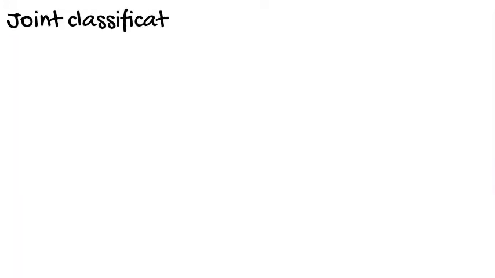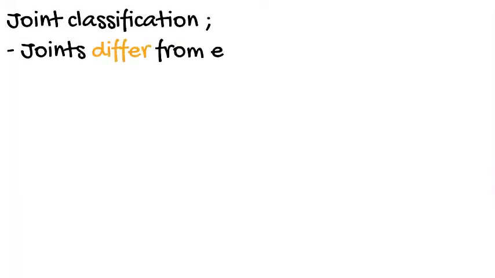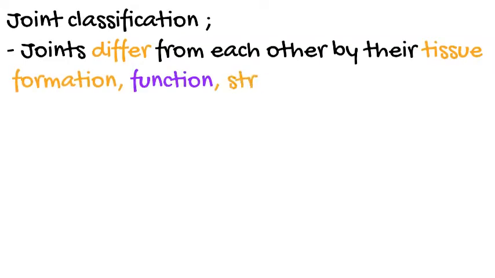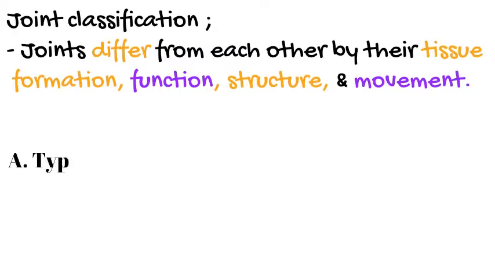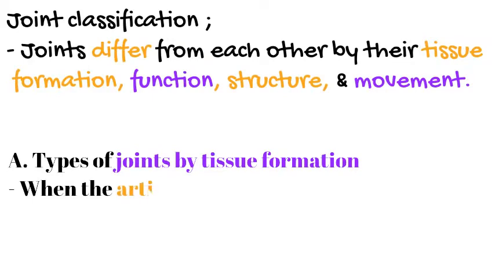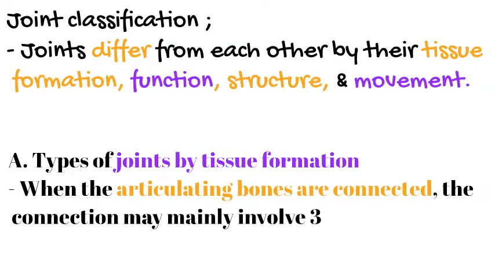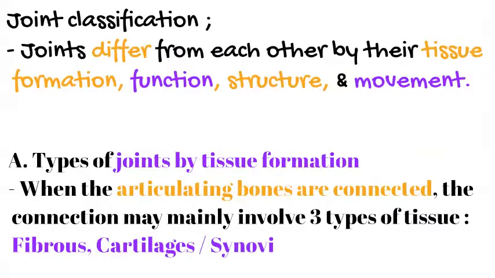For joint classification, joints differ from each other by their tissue formation, function, structure, and movement. A, types of joint by tissue formation: when the articulating bones are connected, the connection may mainly involve three types of tissue: fibrous tissue, cartilage tissue, or synovial membrane.